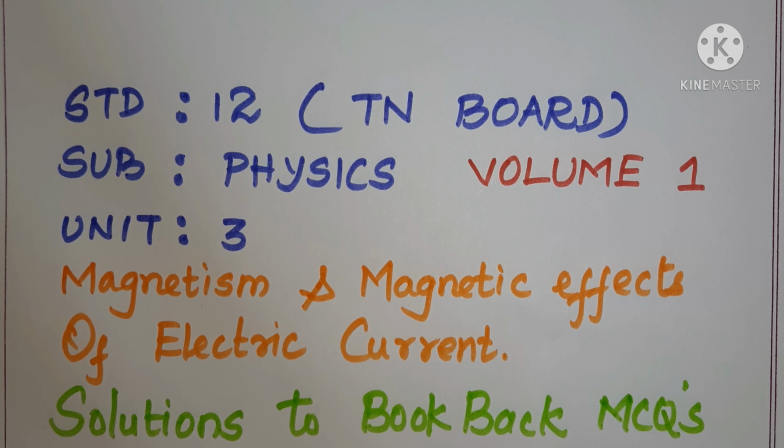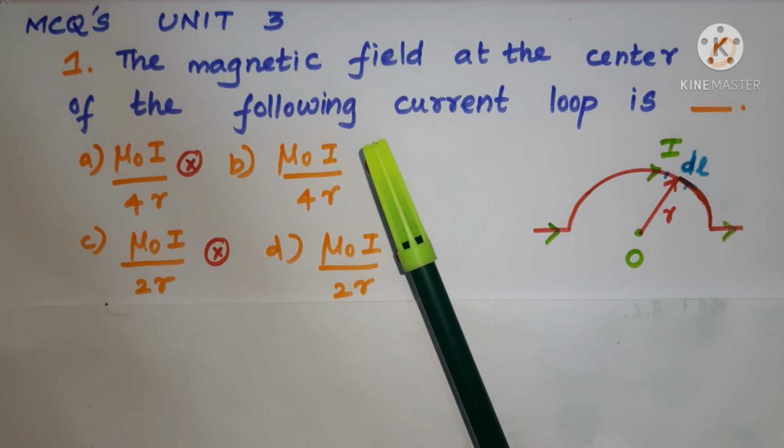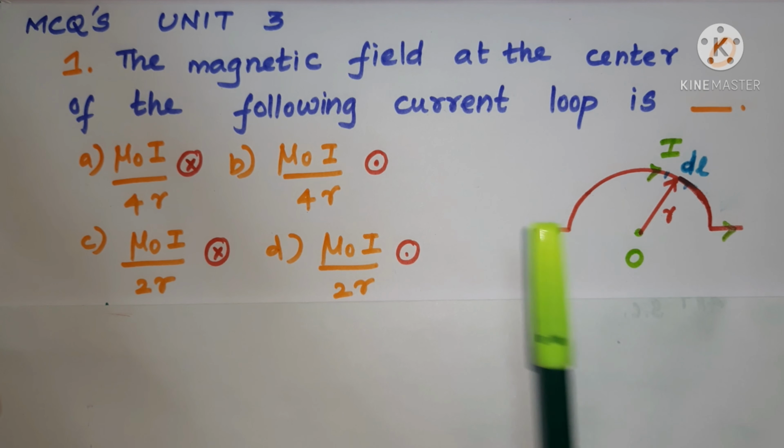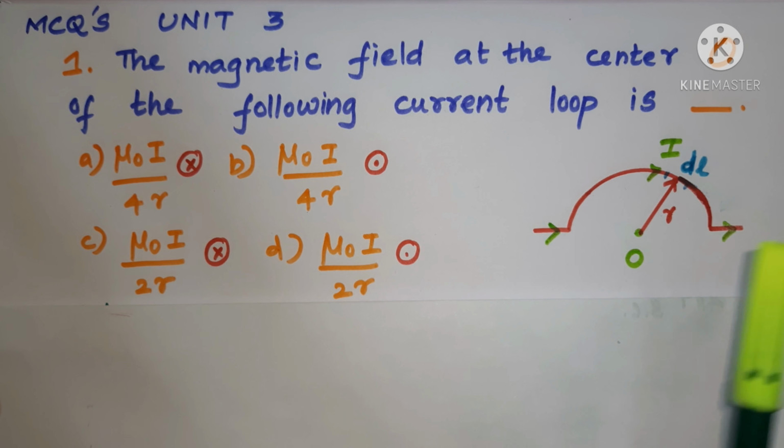Hello everyone. In this video we are going to see Unit 3 Magnetism and Magnetic Effects of Electric Current. In that, solutions to book back MCQs. First one, we have: the magnetic field at the center O of the following current loop is asked.